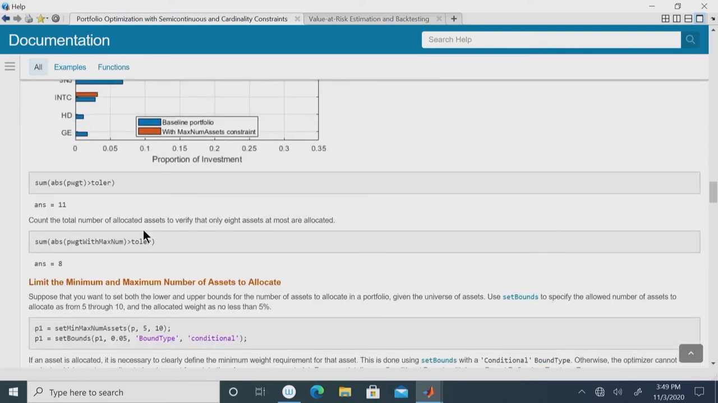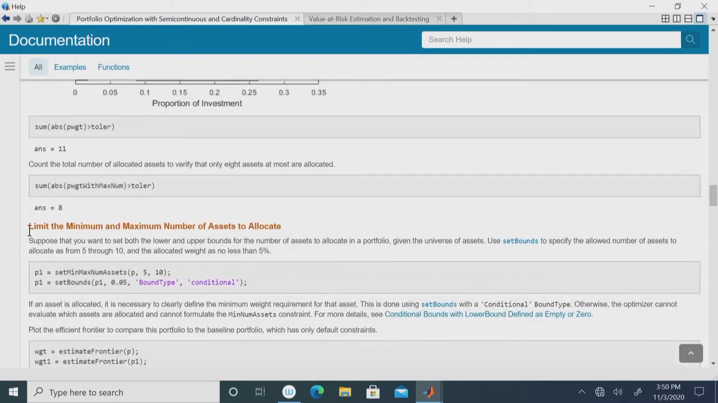Okay, so now what you do is the following. So far what we have done is we looked at the constraint on the weights and we have set a limit on the maximum number of assets. Now, this means that on the cardinality, or the number of assets, the bound that has been set is going to be an upper bound. So, accordingly we limit the minimum and the maximum number of assets to allocate. So, we now set bounds to specify the allowed number of assets to allocate.